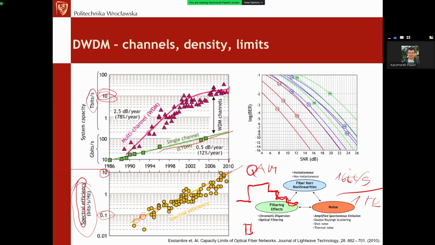So a huge amount of information for one single fiber, and you can imagine that in one fiber cable we have a couple of fibers or a couple tens of fibers. So right now the possibilities and capacities for such systems are huge.